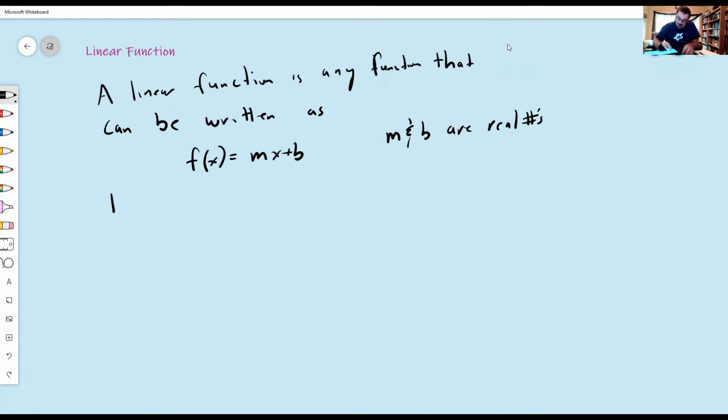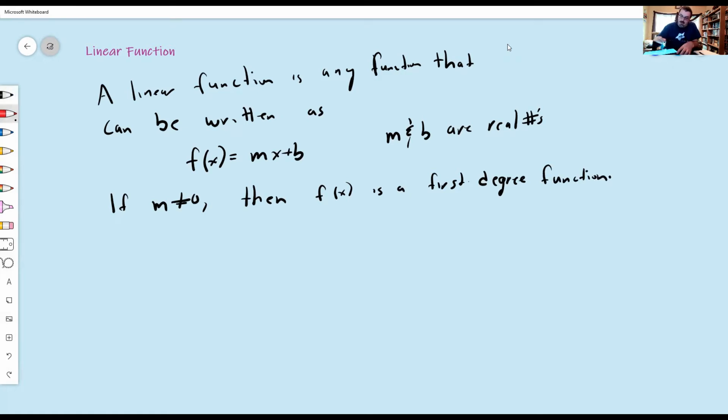Another thing is, if m is not equal to 0, then we're going to say that f of x is a first degree function, right? Because the power on x is 1. All right.